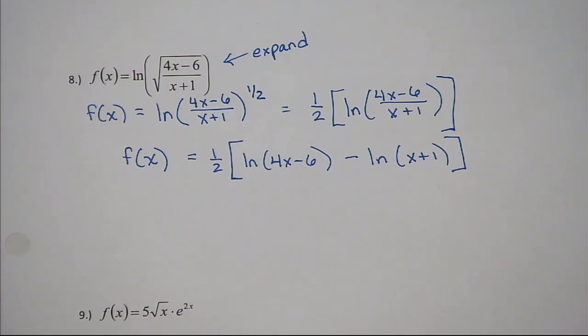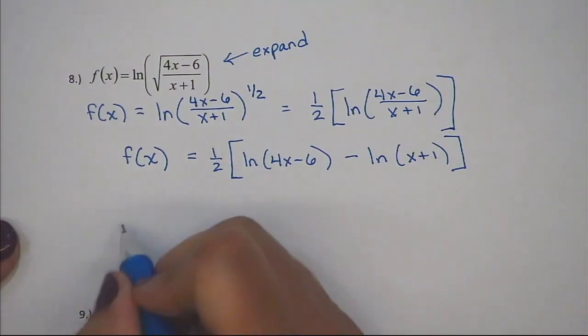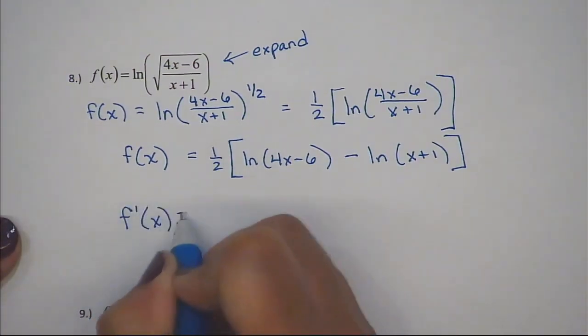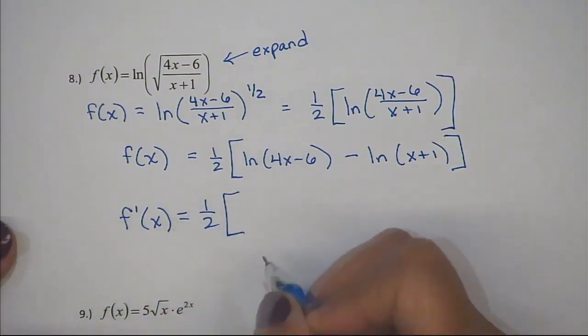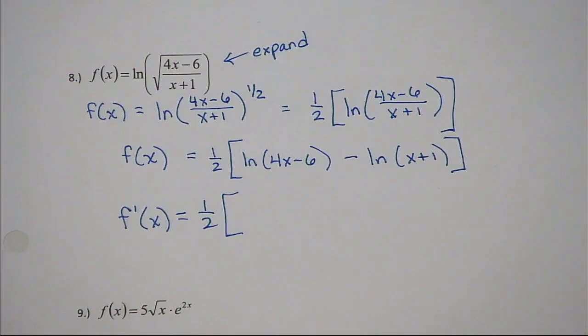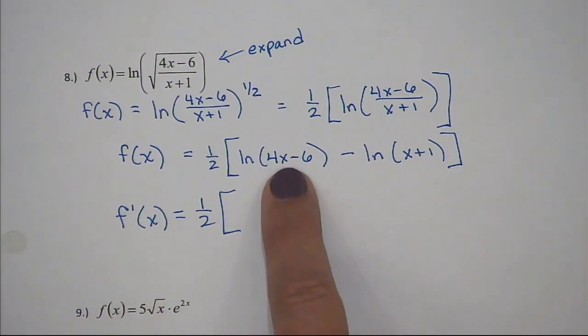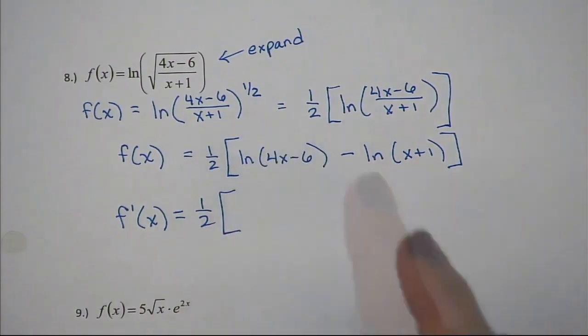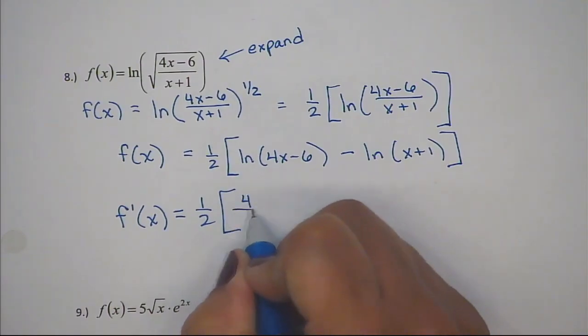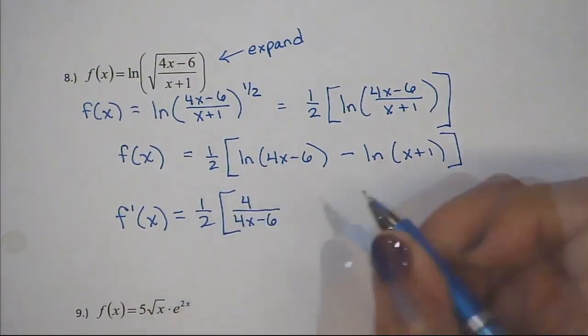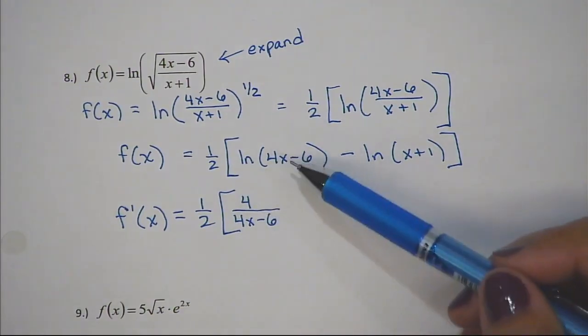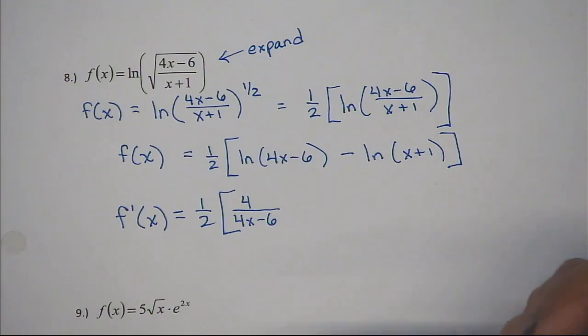Okay, so we're ready to do the derivative. We're going to leave the 1/2 out front. That's constant. So f prime, 1/2. All right, now, just like we did in number 7, we're going to take the derivative of the natural log of this function, 4x minus 6. So the derivative of this goes in the numerator, this function goes in the denominator, and that's it. So the derivative of the natural log of 4x minus 6 is 4 over 4x minus 6. Okay, derivative on the top, which is just 4, the whole function on the bottom.